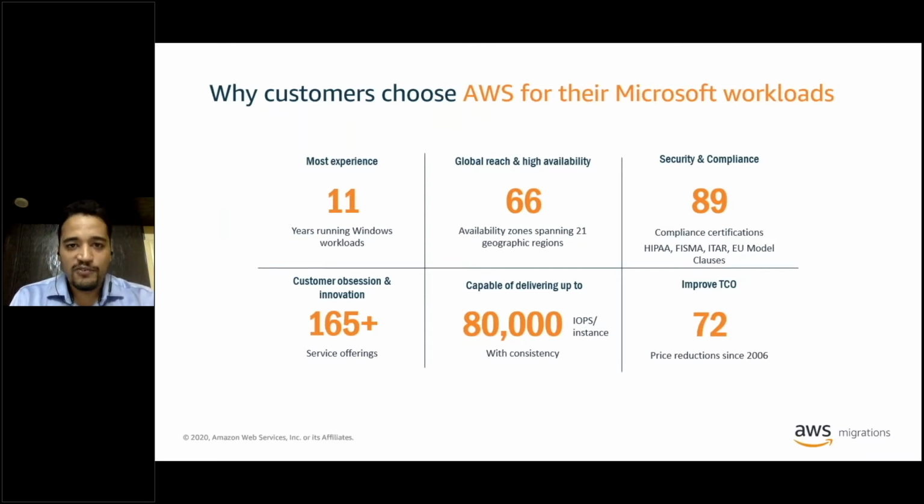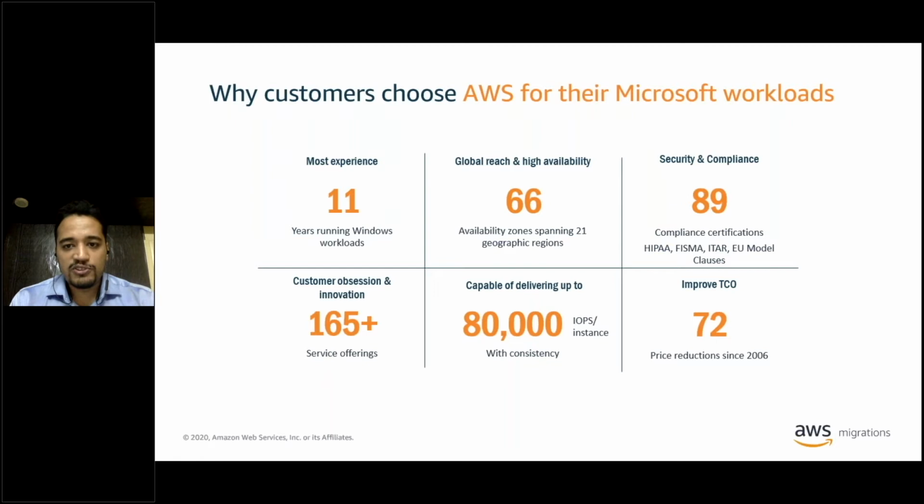Microsoft workloads have been running on AWS for close to 11 years now, across the geographies. The other important thing to know is AWS is ever growing in terms of its reach, the number of regions, and the number of availability zones across the world. It is close to 66 availability zones across 21 regions as we talk today.